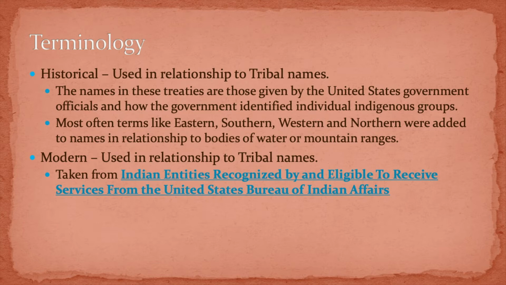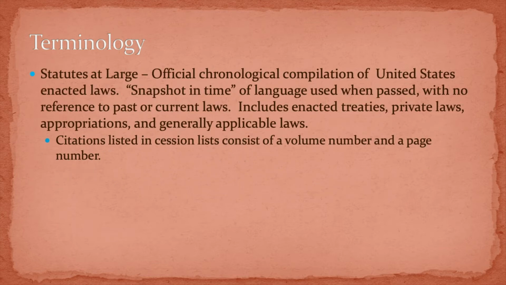The final term that will aid you in effectively researching treaties on this website is the statutes at large. The statutes at large is the official chronological compilation of the United States enacted laws. Think of them as a snapshot in time of language used in a particular law when it was passed. You will see citations to this resource as well as to executive orders in the session list. I will point them out as we go along in the tutorial.